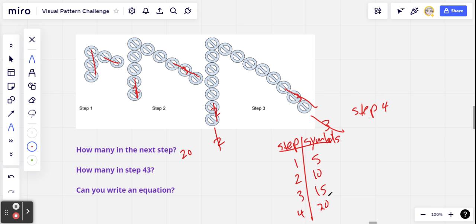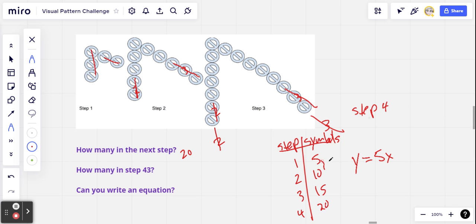And you might be able to come up with an equation really quickly here just by looking at this. 5, 10, 15, 20 should look familiar. Those are just the multiples of 5. And in fact, they're 1 times 5, 2 times 5, 3 times 5, 4 times 5. So it should be no surprise that an equation for this is y equals 5x.